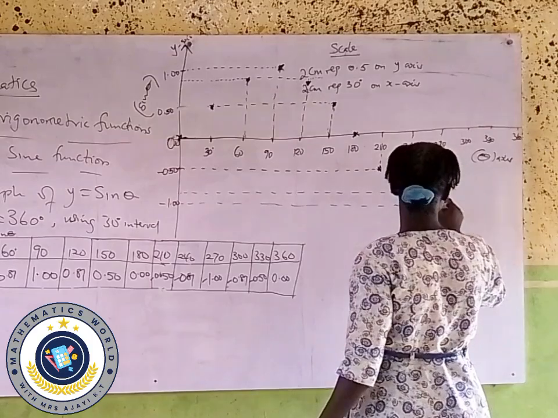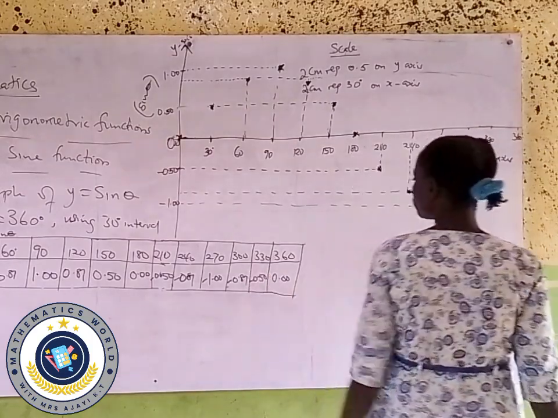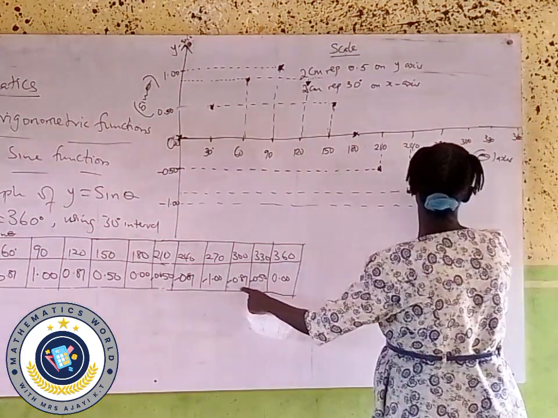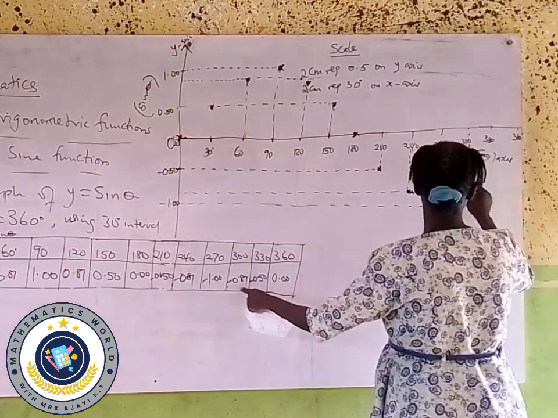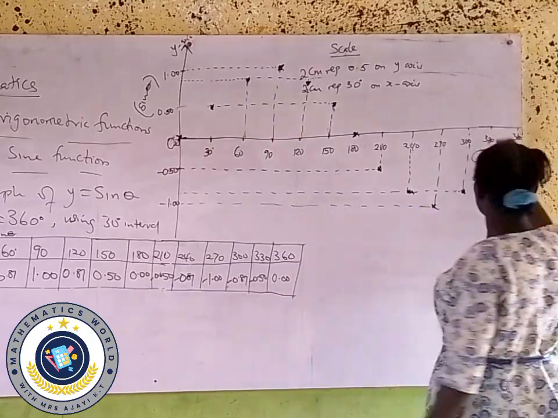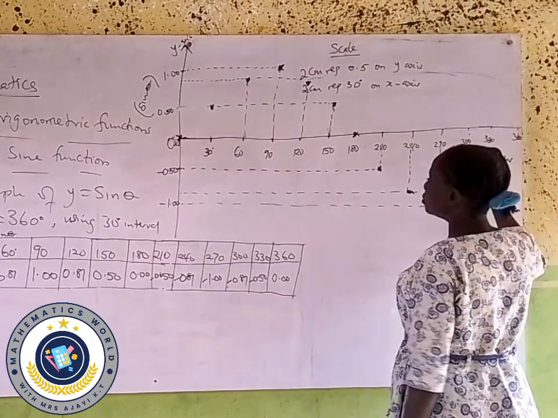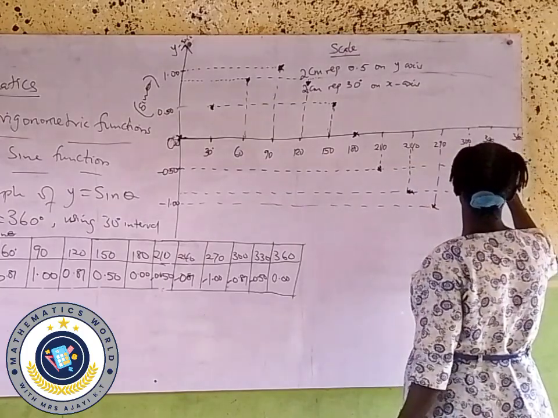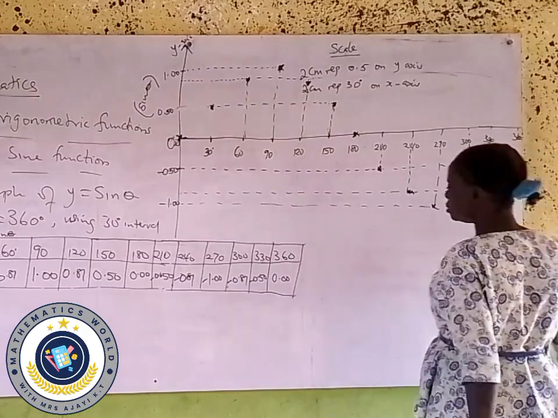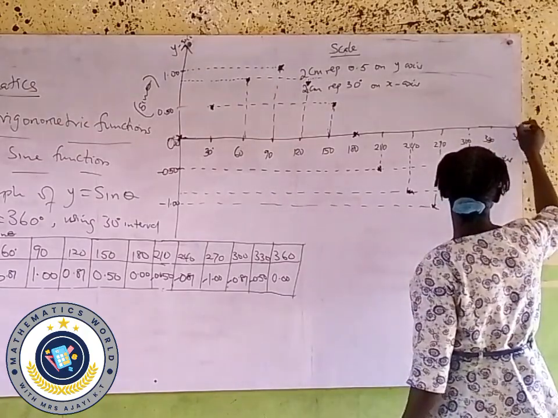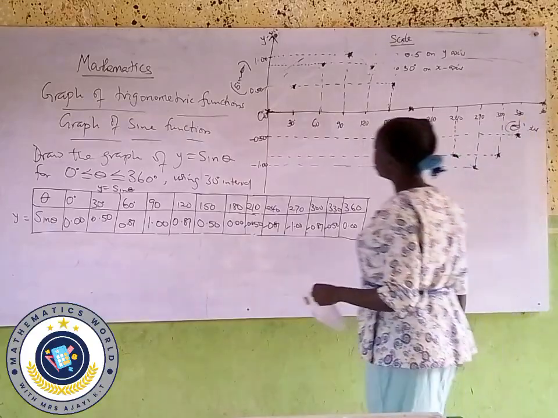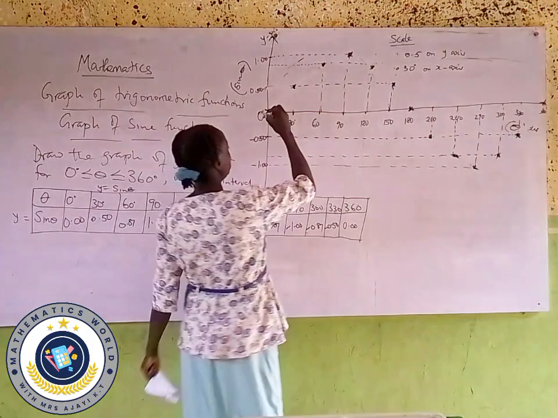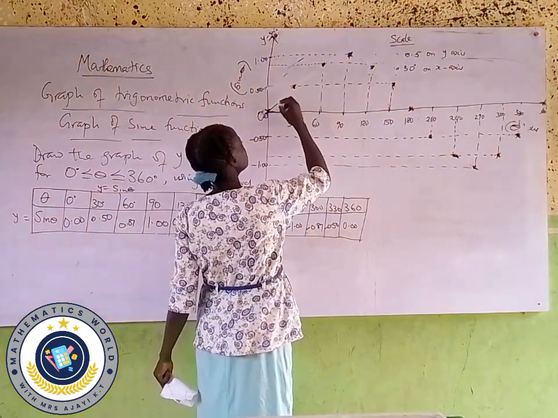At theta equals 300, your sin theta is equal to minus 0.87. At theta equals 330, we are having sin theta to be minus 0.5. At theta equals 360, we are having sin theta to be 0. So at this junction, you are going to join all the dots. When you join them, it's going to be like this.